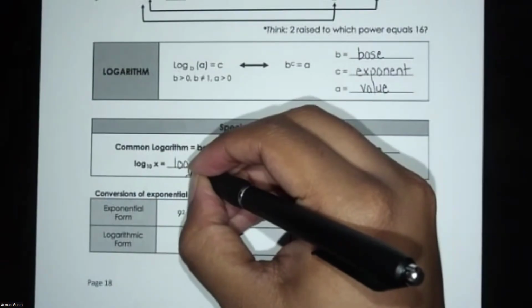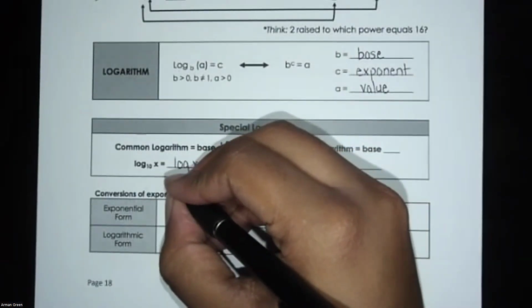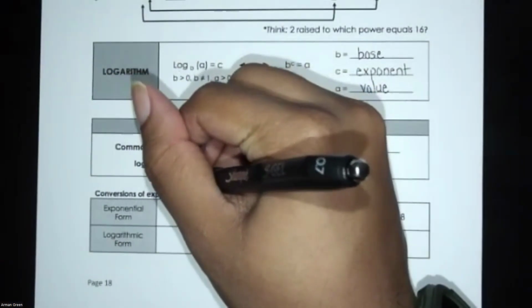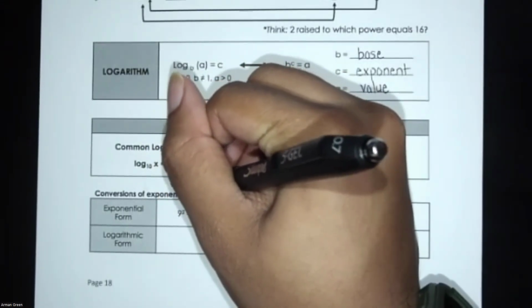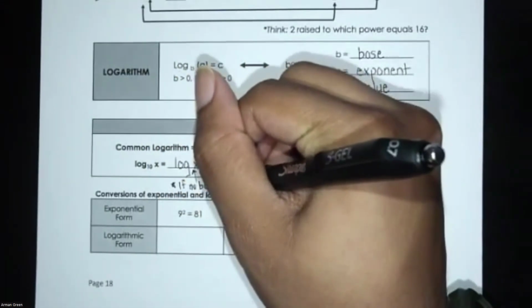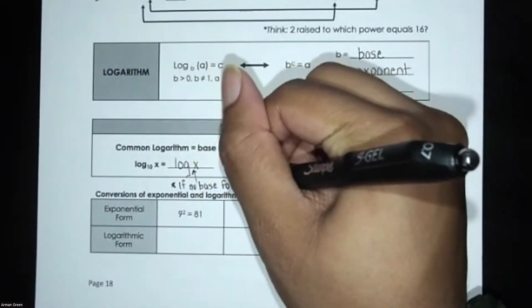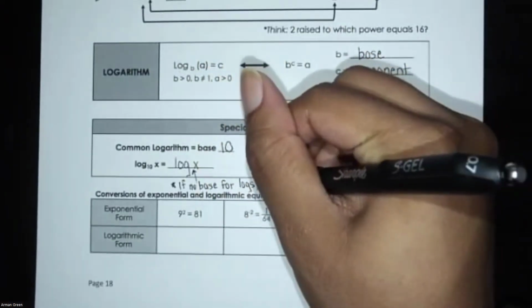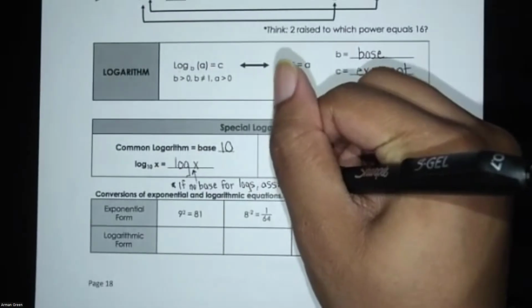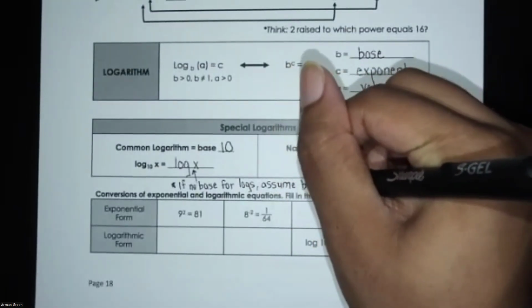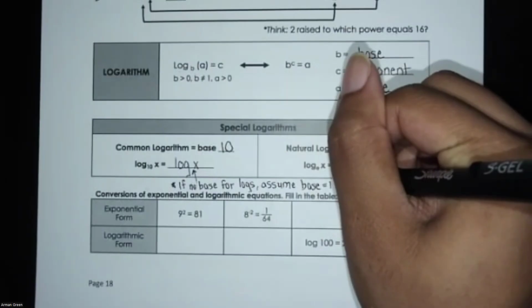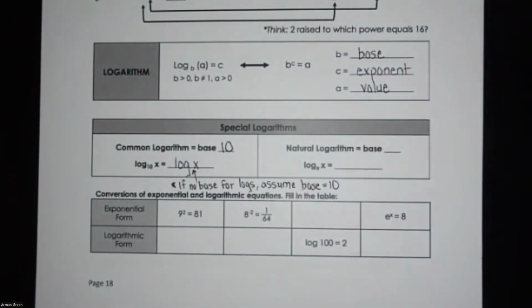I'm going to leave a note there for you all, and I would suggest writing it in for yourselves as well. Just say that if no base is given for your logarithms, just assume it is 10. That's just something for you all moving forward in case you see that. So that's the first type, and again the most common logarithm that is out there.